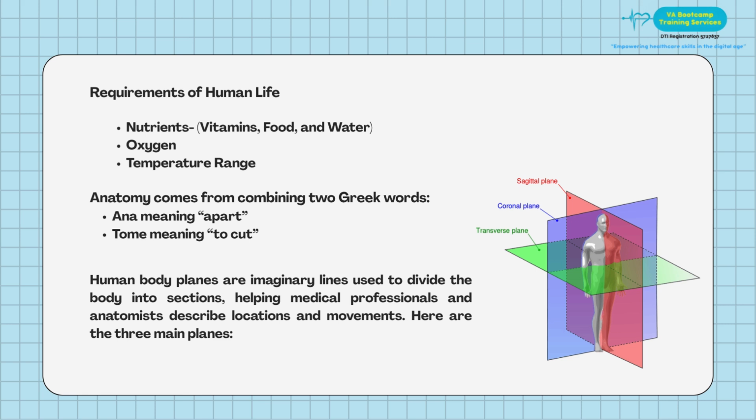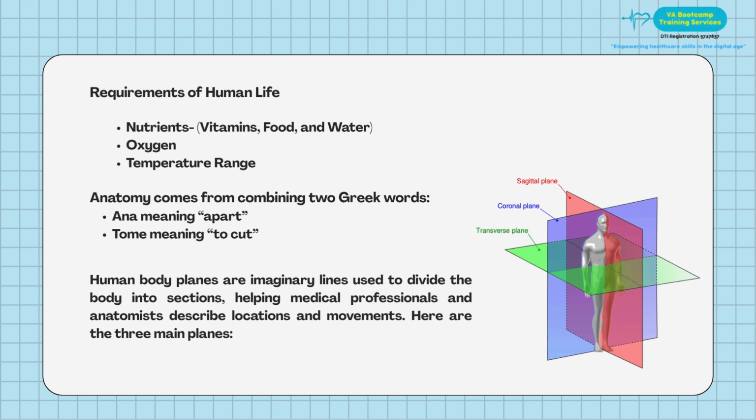Generally, people can tolerate temperatures between 40 degrees Fahrenheit or 4 degrees C and 95 degrees Fahrenheit or 35 degrees Celsius for extended periods, provided they have proper hydration and protection. However, survival depends on factors like humidity, clothing, and access to cooling or heating. Anatomy comes from combining two Greek words, ana meaning apart, tome meaning to cut.